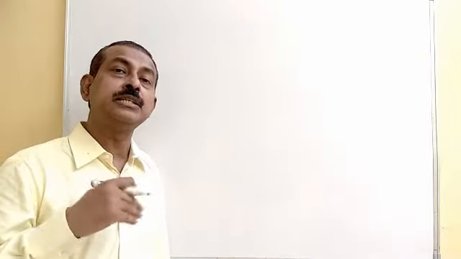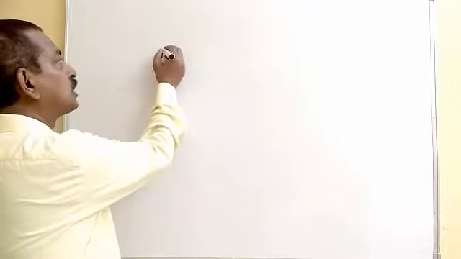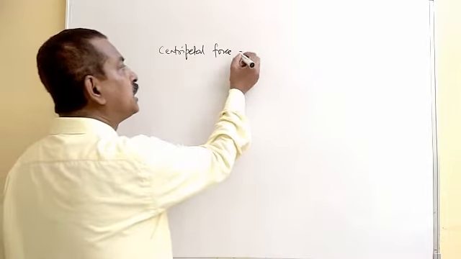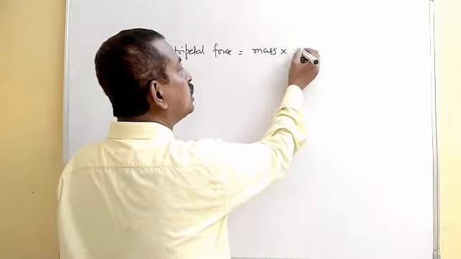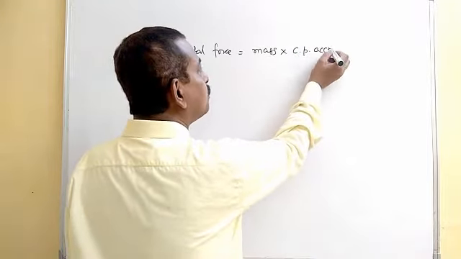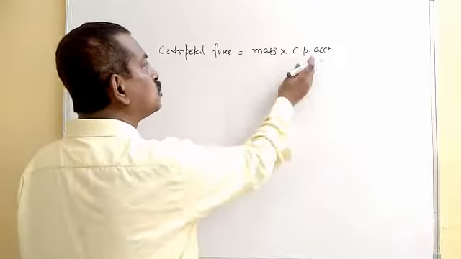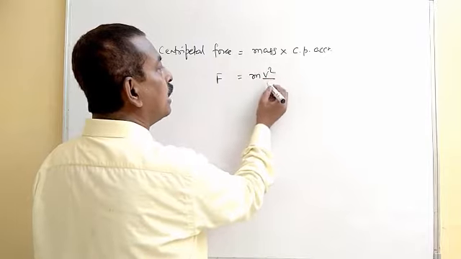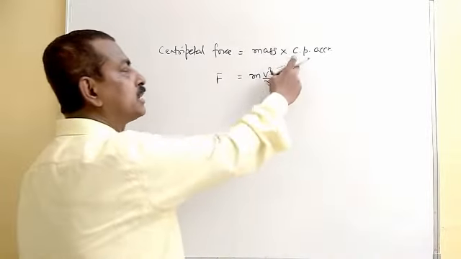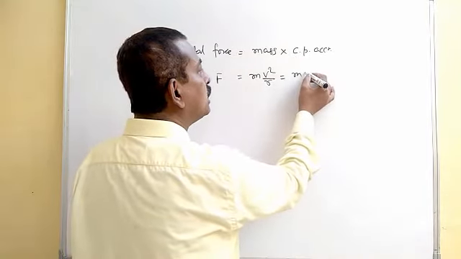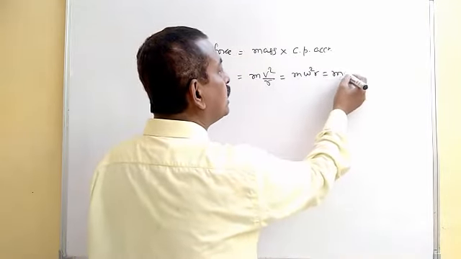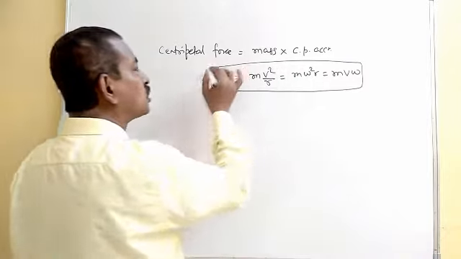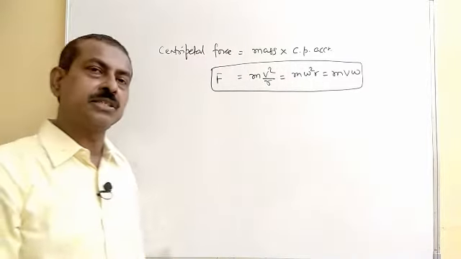Let's now see what is the expression for centripetal force. Centripetal force will be equal to mass into centripetal acceleration. Putting the expression for centripetal acceleration, we can write it as mv square by r, or it may be m omega square r, or it may be m v omega. So these are the expressions for centripetal force on the body which is in circular motion.